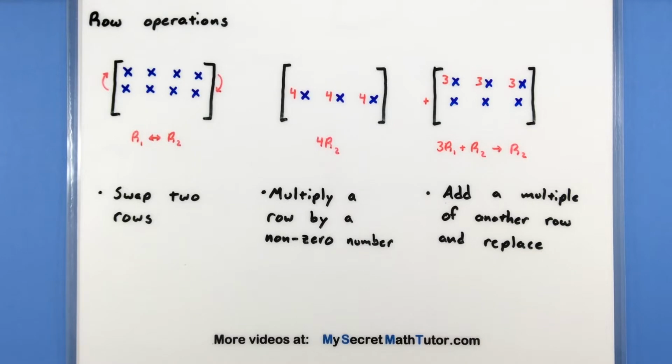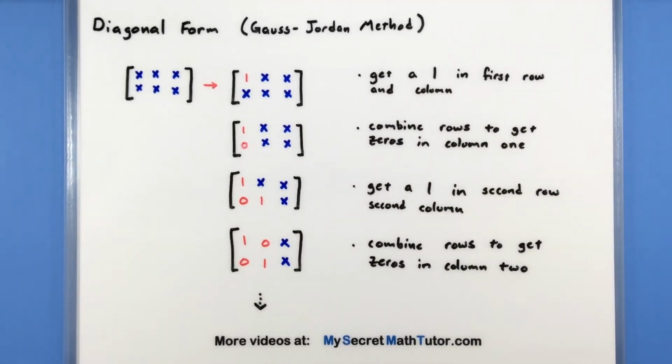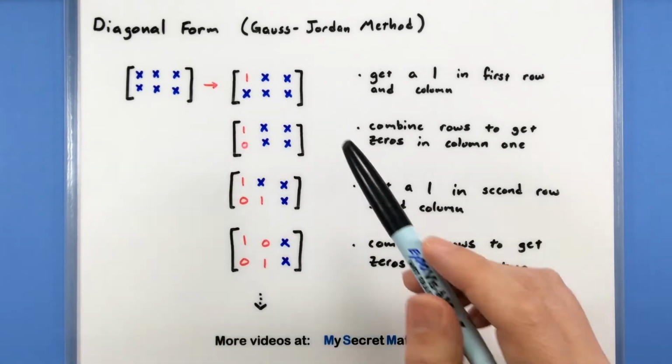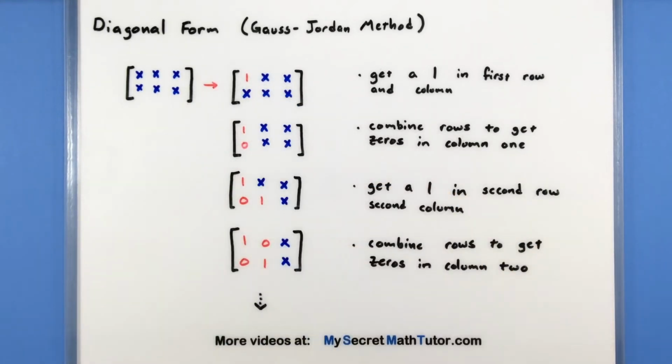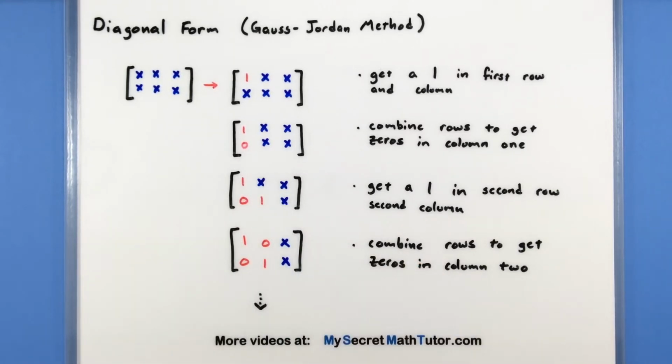Now the reason why we're doing all of these operations is we're hoping to get our matrix into a diagonal form. This is also known as the Gauss-Jordan elimination method. So we'll have some sort of generic matrix to begin with, but in our first step, we're really worried about getting a 1 in that first row and first column. Once we have a 1 there, then we'll use that combine and replace operation to get a 0 with everything else in the first column. So we'll just have a 1 and a whole bunch of zeros.